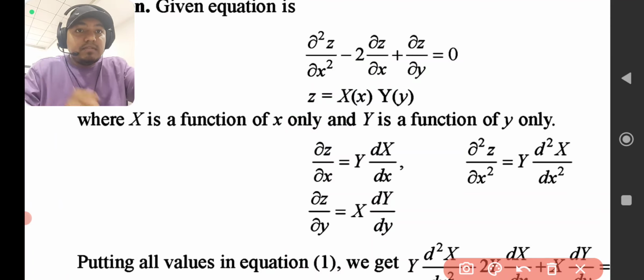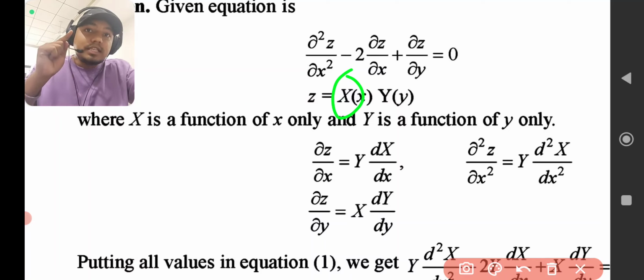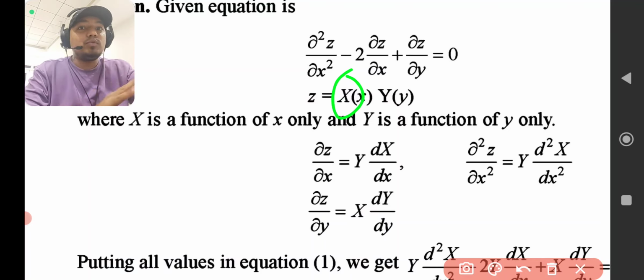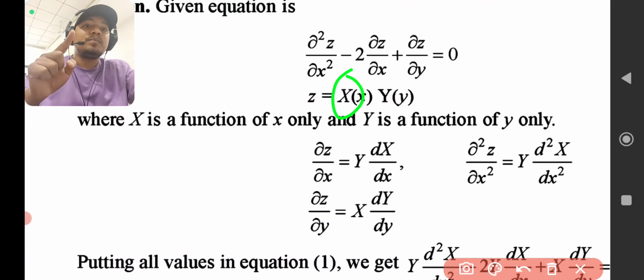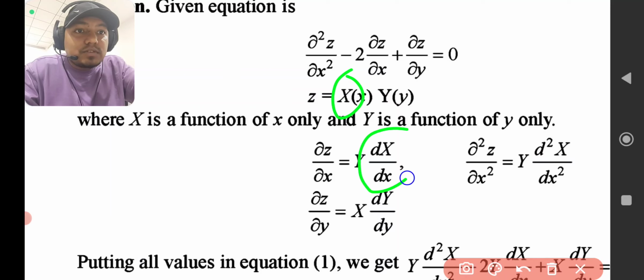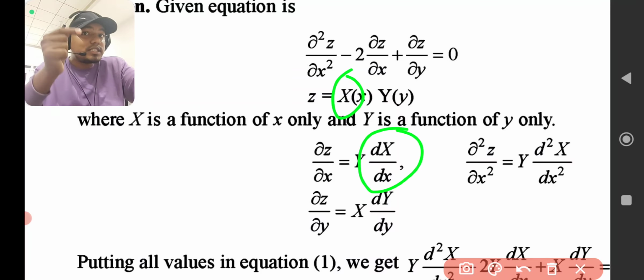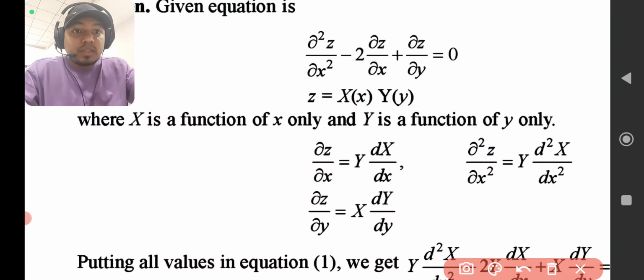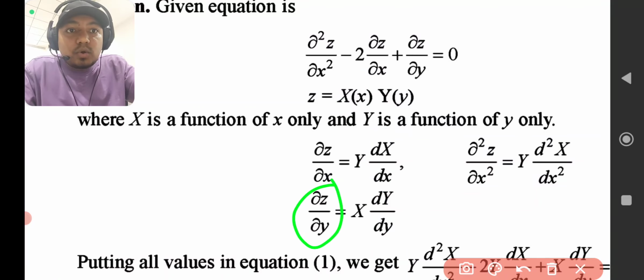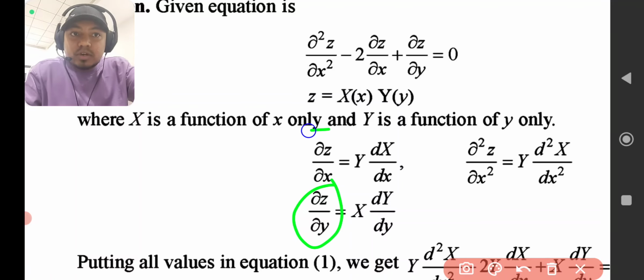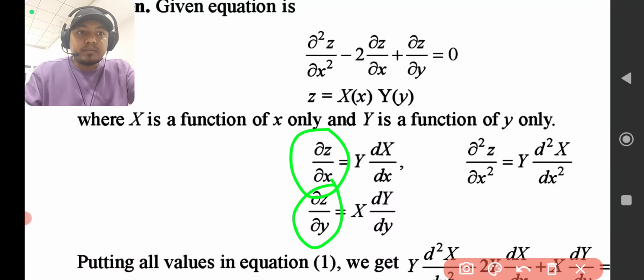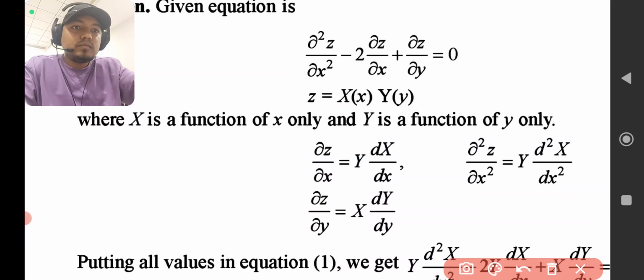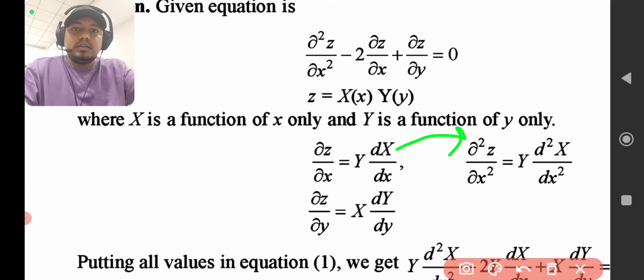But whenever you differentiate capital X, capital X is not a function of both x and y. Capital X is a function of only x. That's why whenever you are differentiating capital X with respect to small x, you write dX/dx, correct? And here also, when you write for y, you write dY/dy, correct? But again, when you write ∂z/∂y, here you write ∂. Why? Because here z is a function of x also and y also. I hope this part is clear. So you got this, and you differentiate once more, you get ∂²z/∂x².